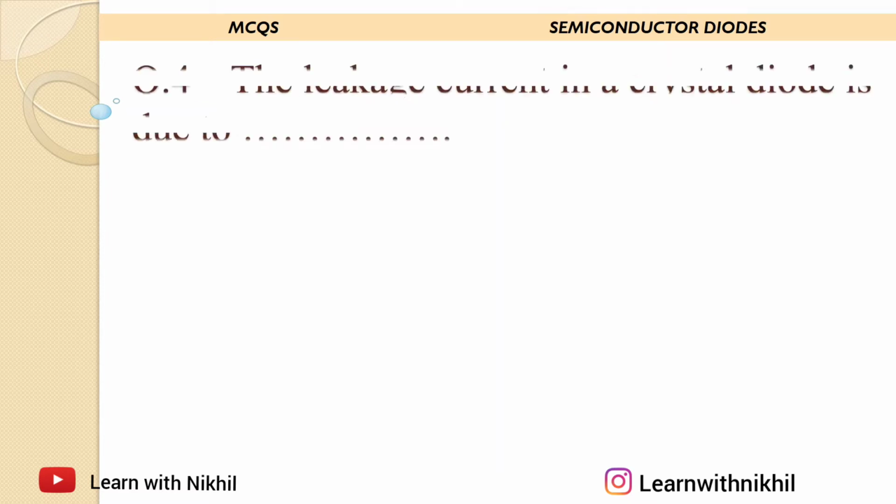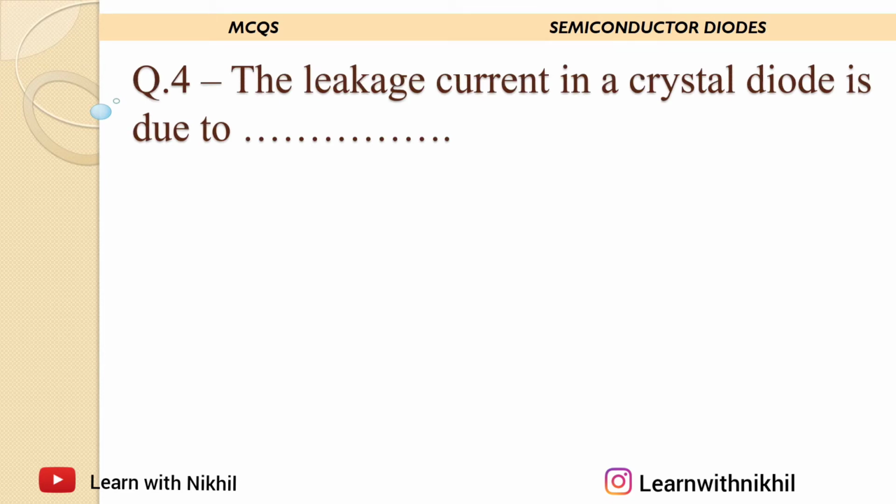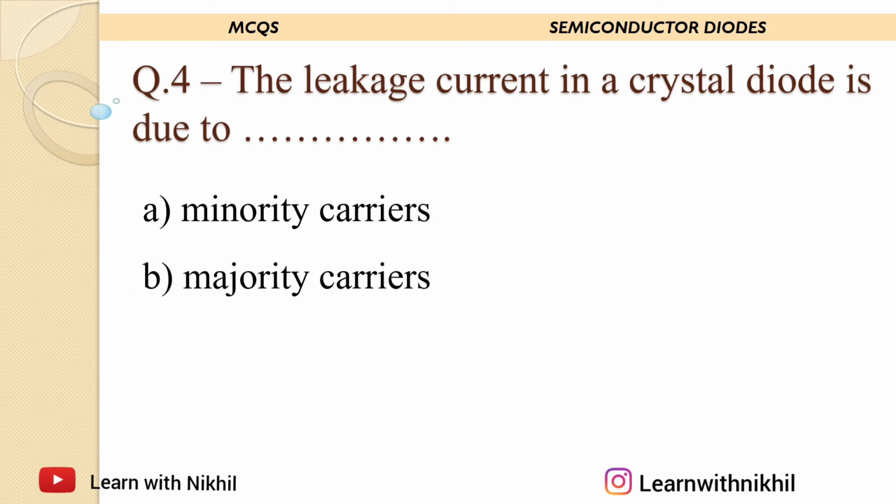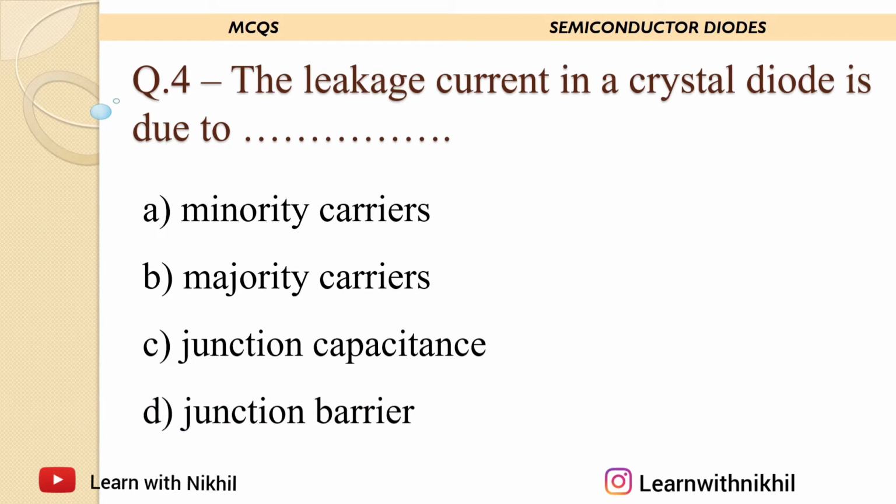Next question, the leakage current in a crystal diode is due to A, minority carriers, B, majority carriers, C, junction capacitance or D, junction barrier. So as you know, the leakage current is always due to minority carriers.